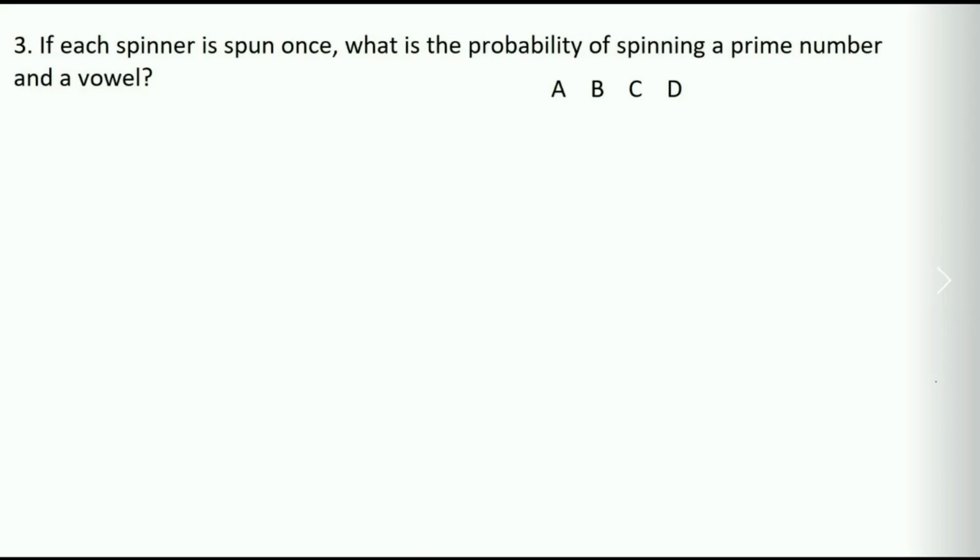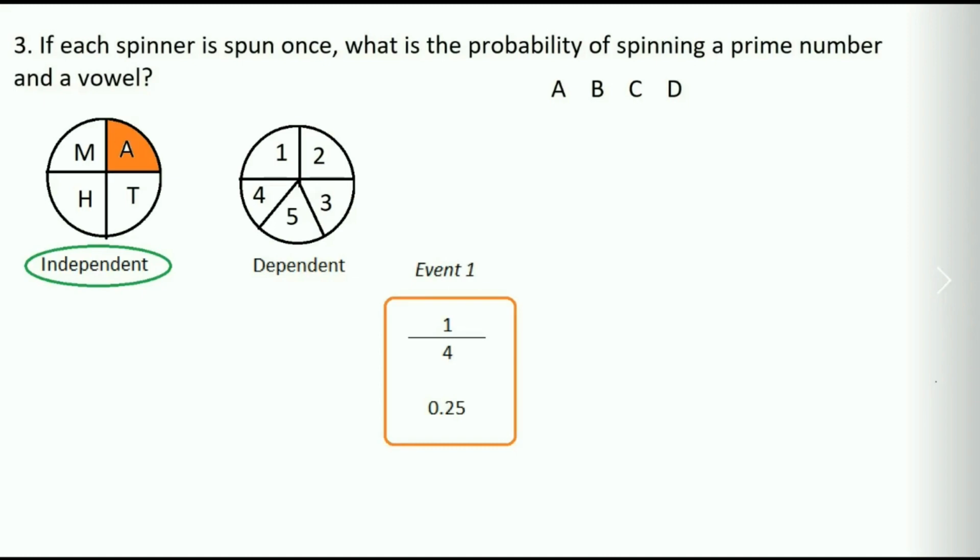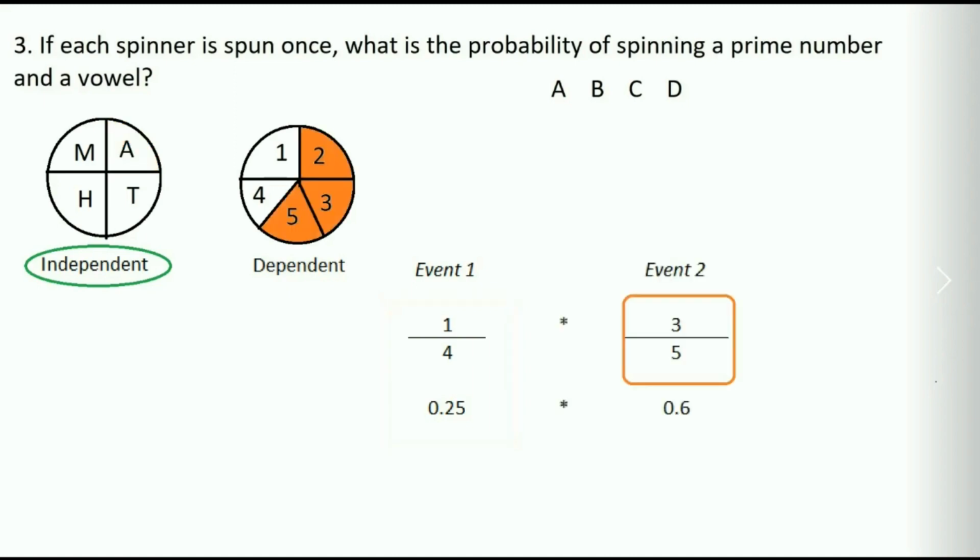All right, going on to the next part. We have 2 spinners, and if each spinner is spun one time, what's the probability of spinning a prime number and a vowel? So here are our 2 spinners, and anytime you have a spinner or you're working with dice, you're having independent events happen. Event 1 says, let's spin a vowel. There's one vowel here, A, in math, and yes, they use M-A-T-H. There's one vowel there and 4 choices, so that's 1 out of 4, or 0.25.